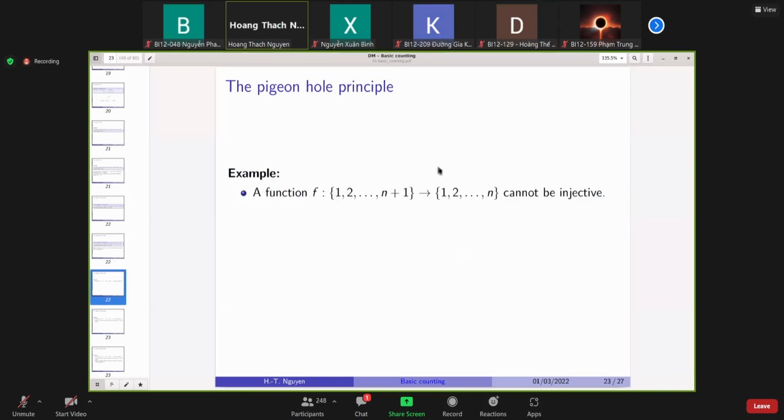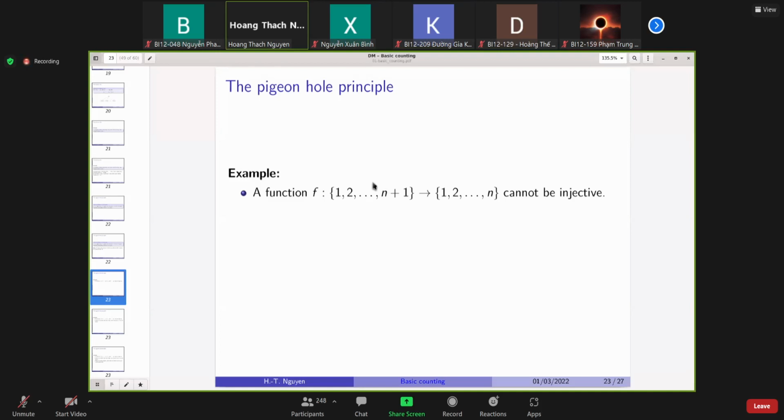So as the first example, do you know what a function is? A function is an application, a way to associate each element of the set on the left here to a value in the value set. Okay.